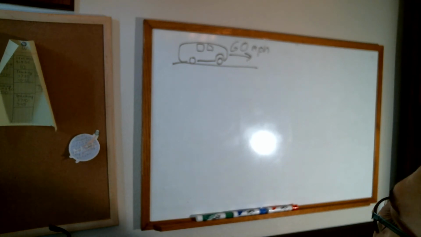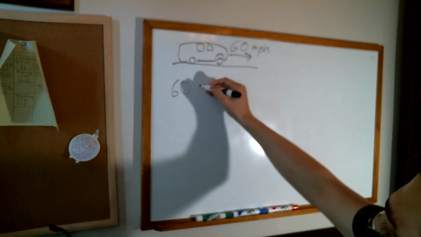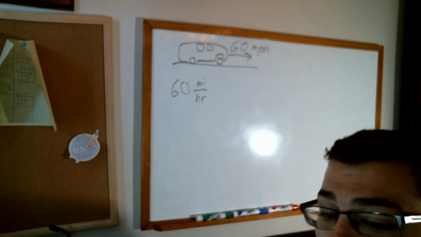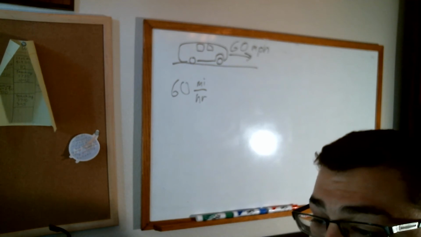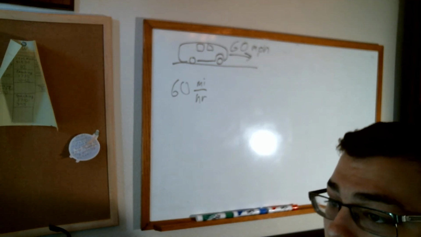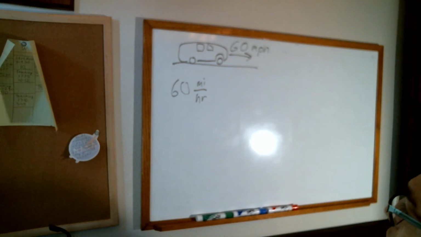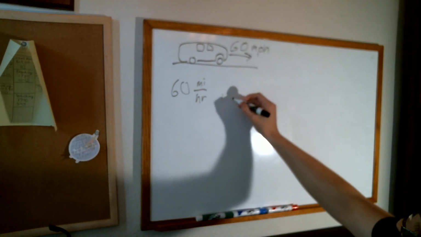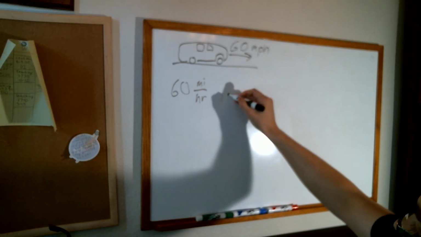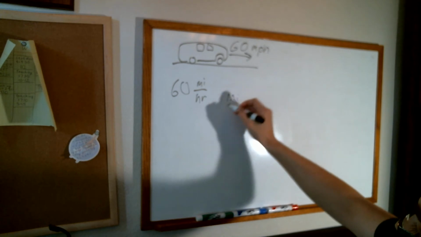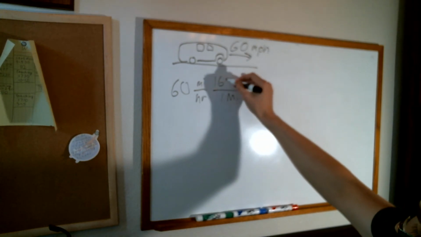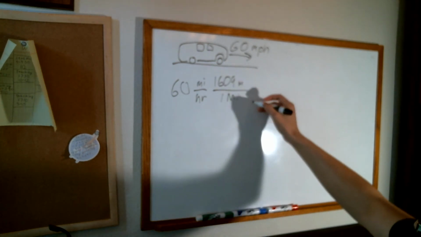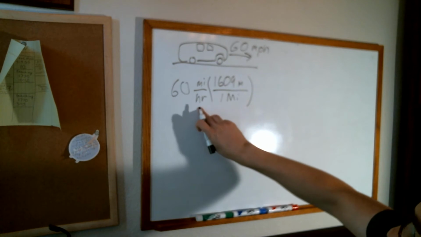So the first thing we have to do is put 60 here. This is miles per hour, and we want to convert miles to meters. There's 1,609 meters in a mile, so we'll do that first. We put 1 mile on the bottom because this is our conversion factor, and on top we have 1,609 meters.